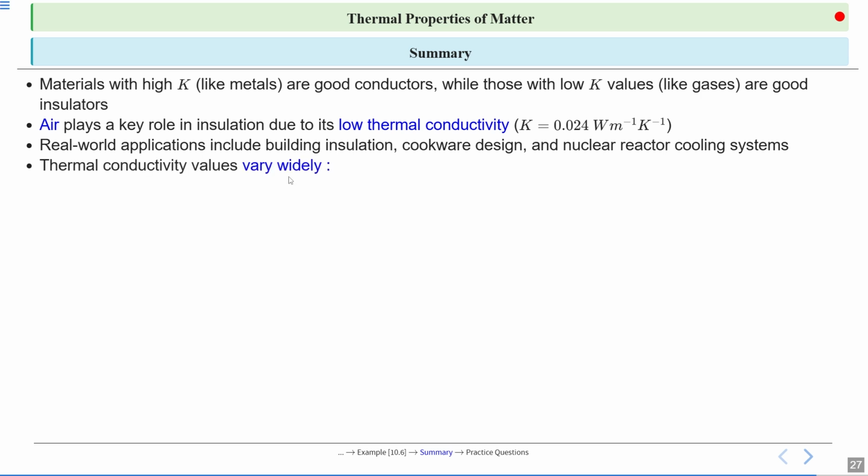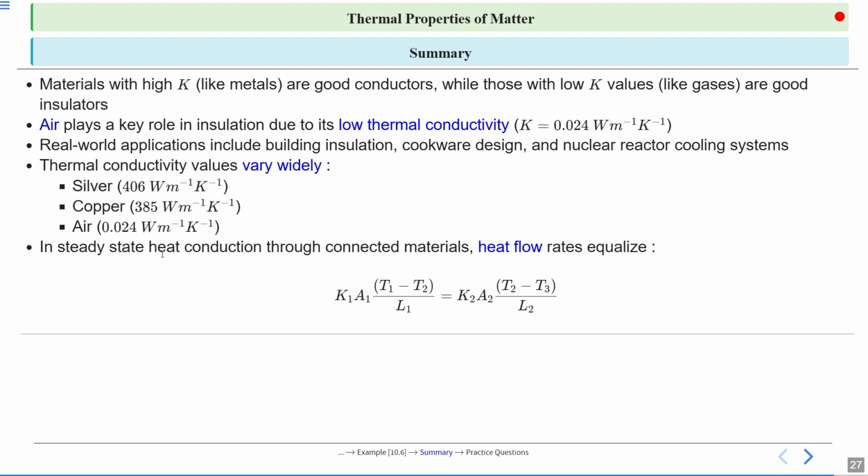Thermal conductivity values vary widely. Silver has a high thermal conductivity, 406 watt per meter per Kelvin. For copper, 385 watt per meter per Kelvin. Silver is too costly, that's why we most prefer copper for conductivity. For air, the thermal conductivity is 0.024 watt per meter per Kelvin.